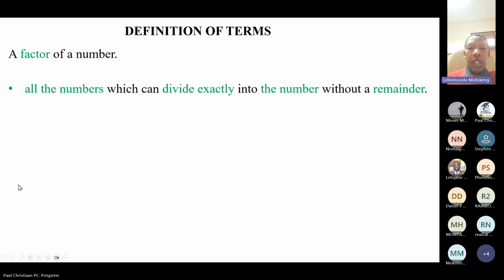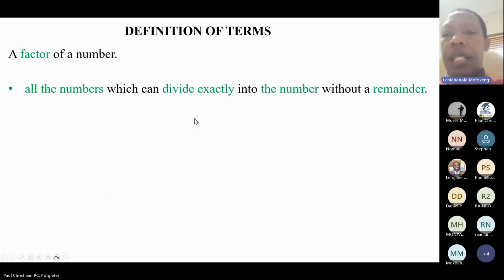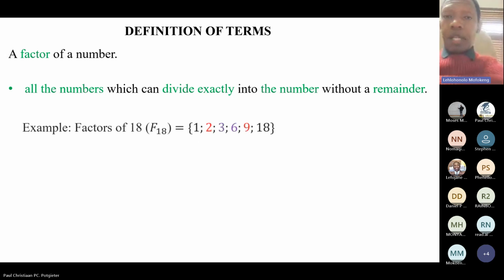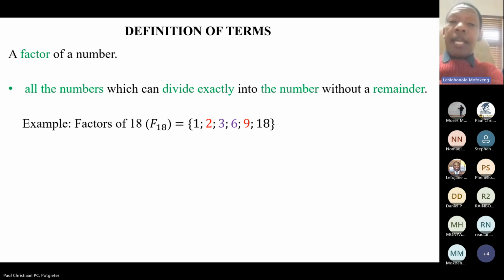We are going to look into the issue of what is a factor. As you can see there, a factor of a number is all the numbers which can divide exactly into a number without leaving a remainder. You can pass that. So here are the examples of a factor.